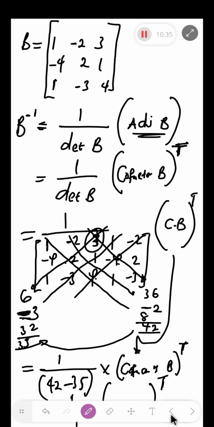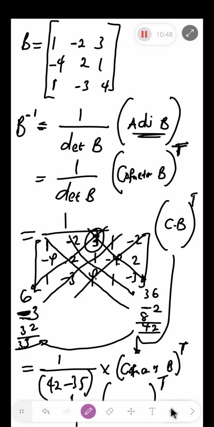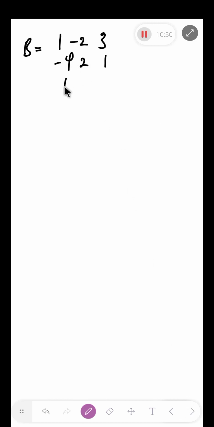Okay, you have 1, minus 2, 3. We have minus 4, 2, 1. And then finally we have 1, minus 3, 4. So how do you find the cofactor of this matrix?